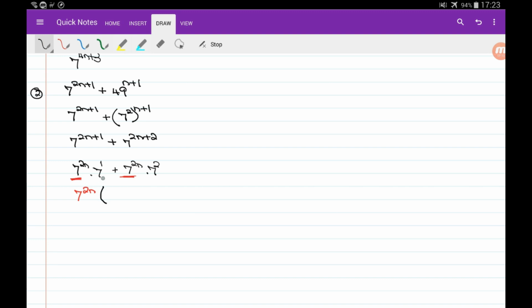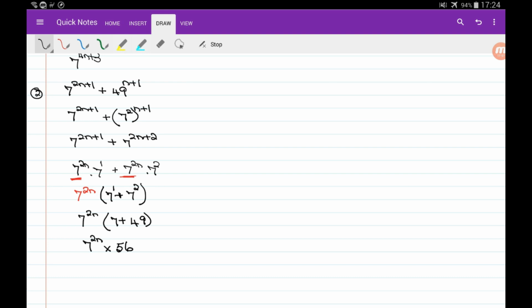If I divide this term by 7 to the 2n, I am left with a 7 to the 1. If I divide this term by 7 to the 2n, I am left with a 7 squared. My target is to get rid of as much exponential notation as possible, so this becomes 7 to the 2n. 7 to the 1 is 7. 7 squared is 49. Get rid of all that exponential notation, and it's 7 to the 2n multiplied by 56.